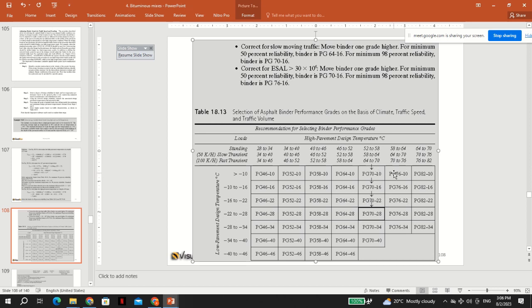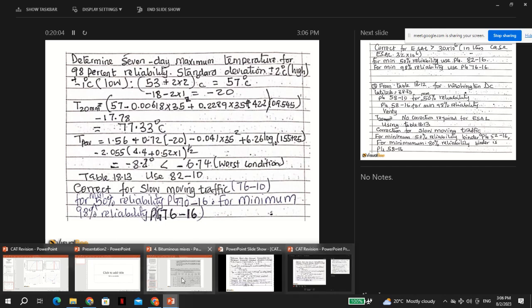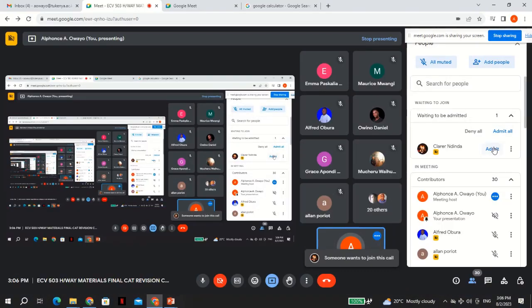So this is what we found. If you want to upgrade it, one grade higher is 7616, and if you take it one grade higher, that means we are looking for 98% reliability. Okay, and if you take it one grade lower, that is 7016, this is for 50% reliability. Okay, so if you were to correct for slow moving traffic, but this one is just a hypothetical and to demonstrate to you how the table is used. Okay, so the correct answer for this is 8210.